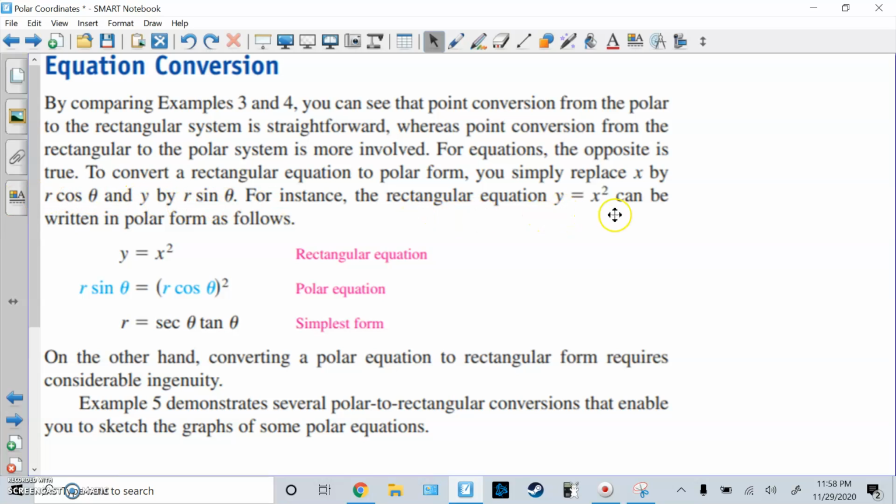And if you have this quadratic equation, y equals x squared, you can change y to r sine theta, x to r cosine theta. You square this, then you divide both sides by r cos squared. You'll get r equals secant theta tan theta. But if you go backwards from polar to rectangular, that requires a lot of thinking. So here's example 5 that shows that.